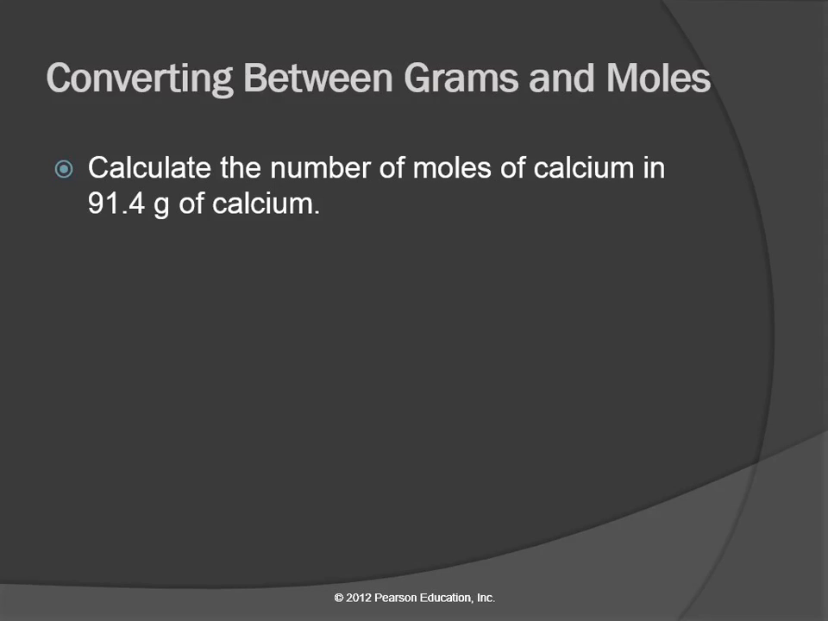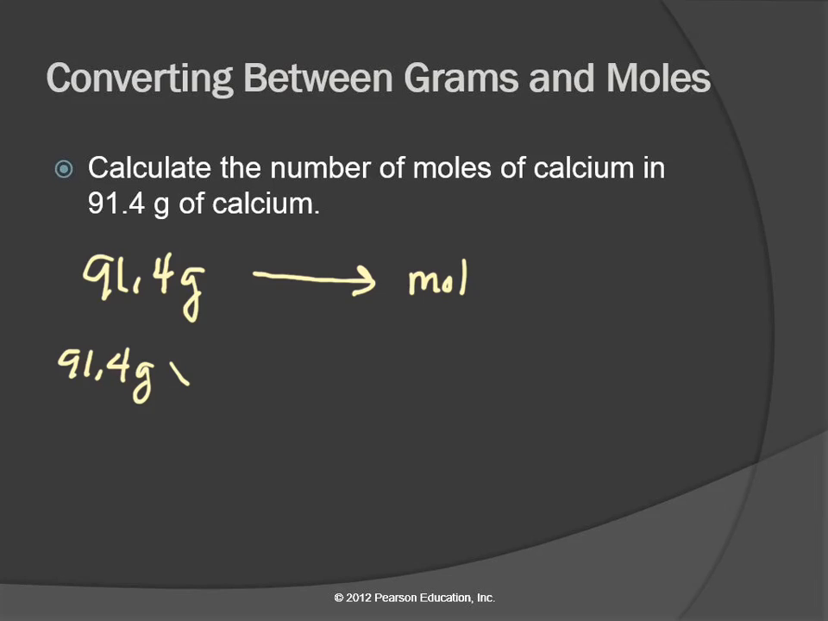So let's do a couple practice ones. Calculate the number of moles of calcium in 91.4 grams of calcium. So we're just going to follow the pattern that we learned. We're starting with 91.4 grams of calcium, and we want to find moles. Well, we have a relationship between grams and moles, and it comes from the periodic table, so we can do this in one step. So let's get our units in first. 91.4 grams times, we'll have moles on top and grams on the bottom. The grams will cancel out.